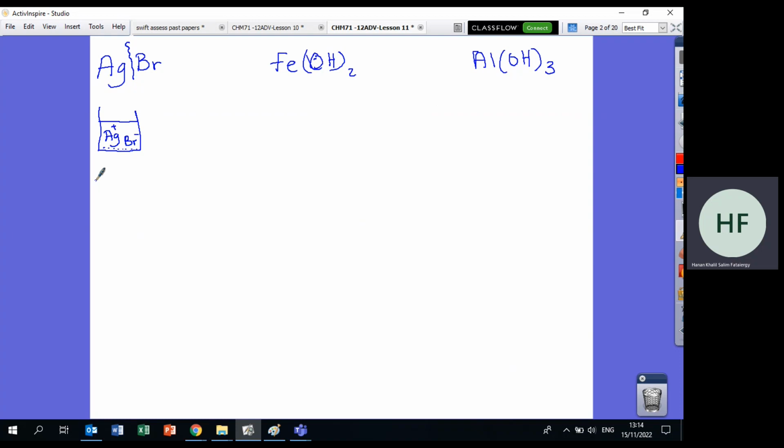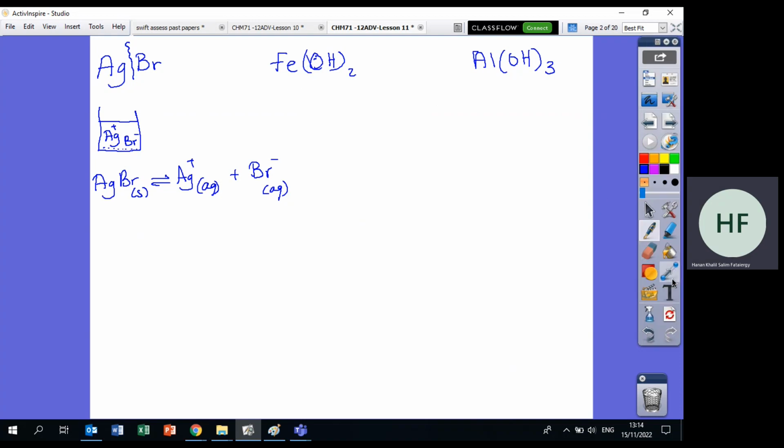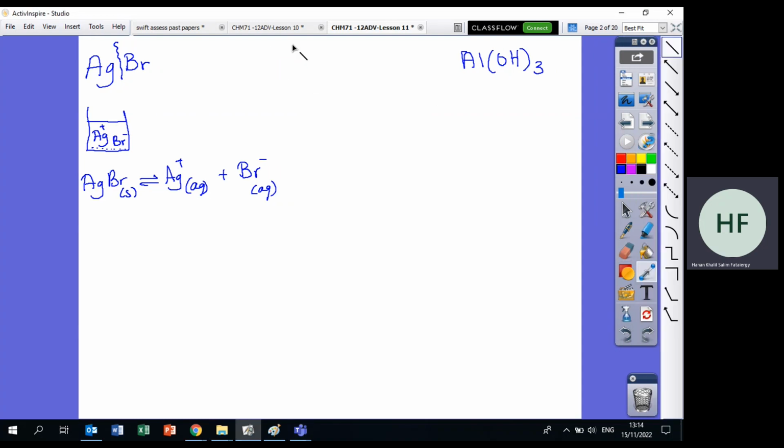Now how do I write this? I say AgBr solid, double arrow, because part will dissolve and part will not, Ag+ aqueous and Br- aqueous. Now, what about Fe(OH)2? When Fe(OH)2 dissociates in water, what does it dissociate into?